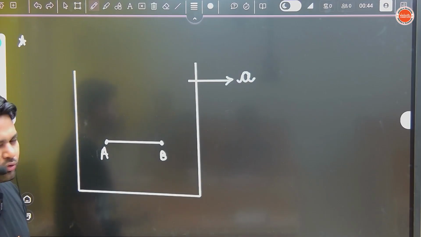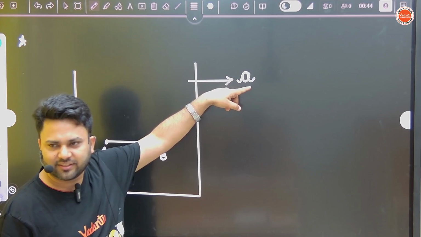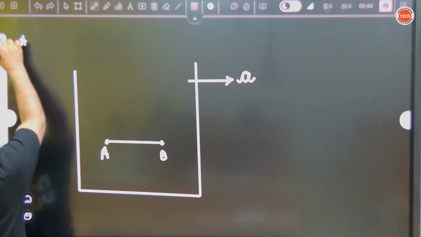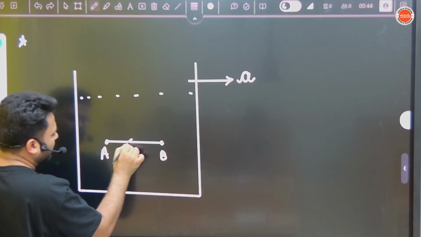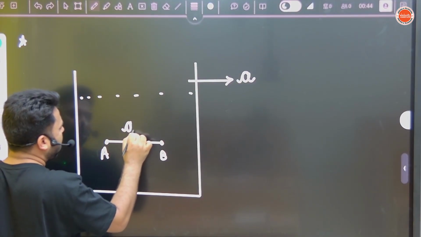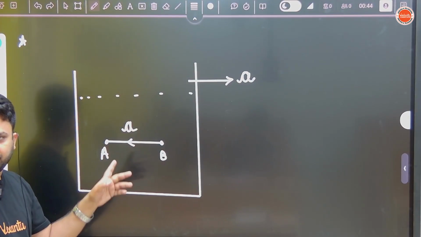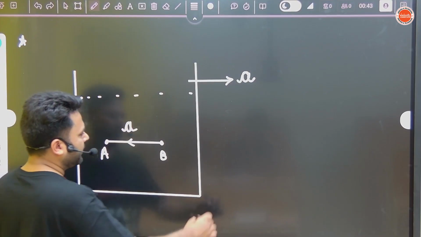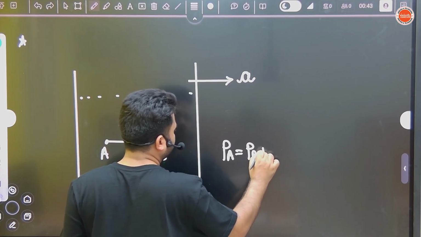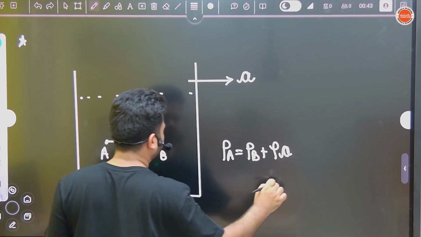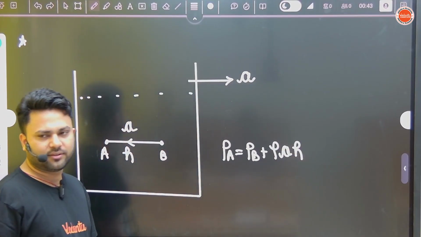So those who don't know pseudo force and all, simple thing what you do. If they give that the acceleration of the container is in this direction, there is fluid inside. So acceleration of the fluid you take in the opposite direction. Understood? So whose pressure will be more? Now A. So pressure at A equals pressure at B plus rho net acceleration, that is A, and suppose this distance is h between A and B. This will be rho A h.